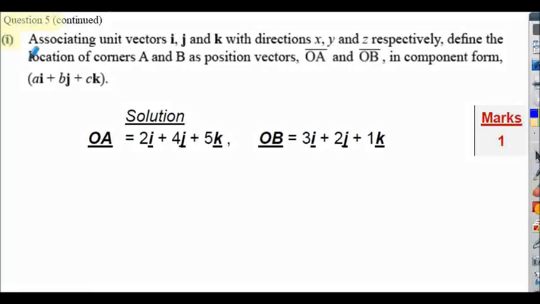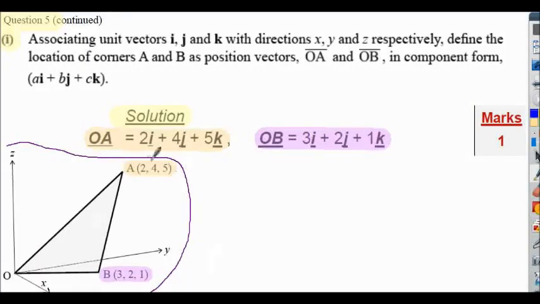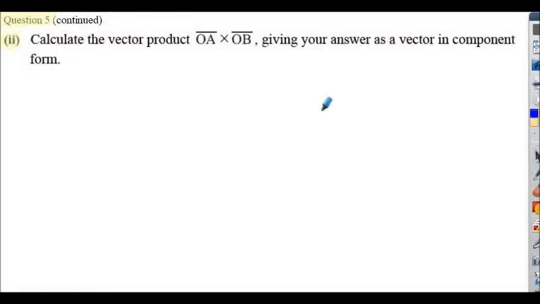Question 5 part 1 solution. We have to write the vectors OA and OB from the information given in the question. Just added the diagram from the previous slides for clarity. Question 5 part 2. We have to calculate a vector product here. Solution shown on the following slide.